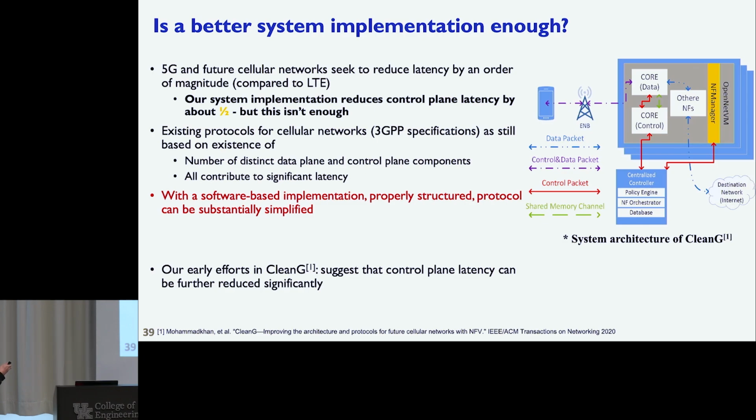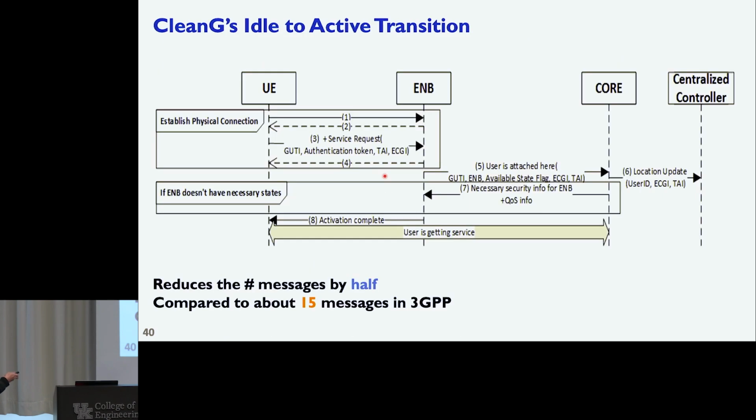Yeah. So I want to use our improvement of 2 control plane protocols as examples. The first is the idle to active transition. And the key idea is that by combining or removing some unnecessary protocols or protocol steps within our control plane protocols, we can reduce the number of messages by half compared to the 3GPP. This is exactly what we have for the idle to active transition event.